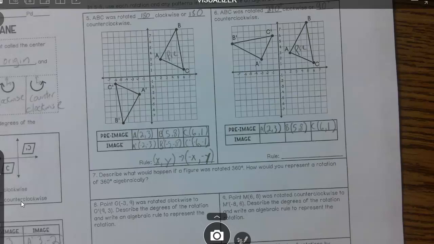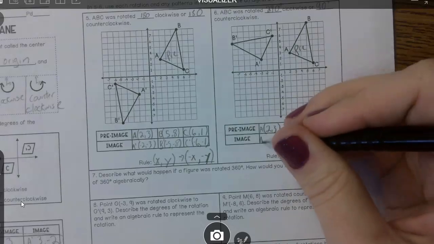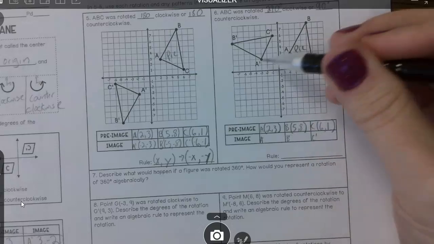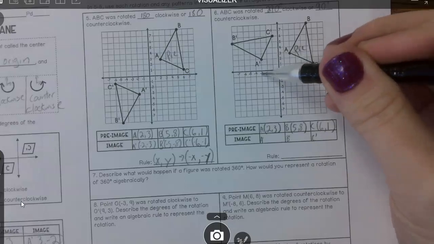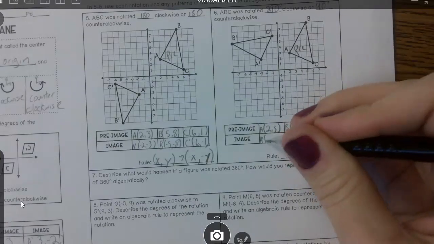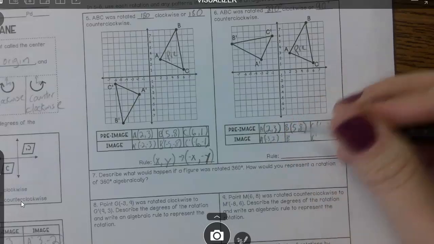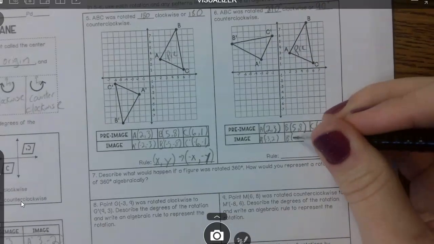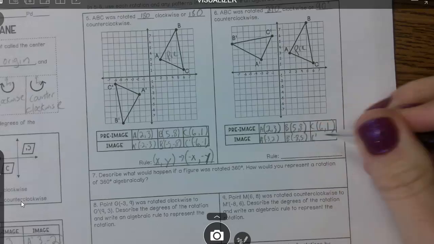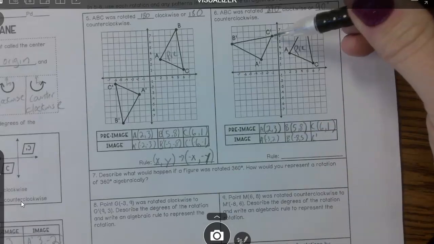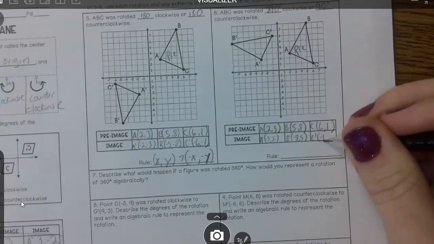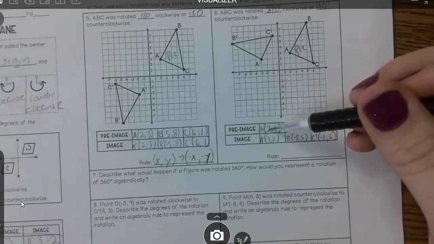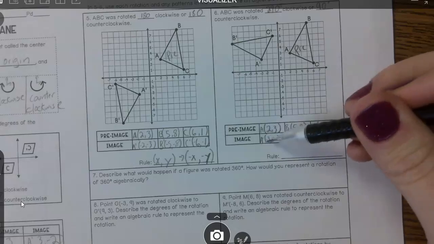Now let's go ahead and look at the image after it has been rotated. So we have A prime, B prime, and C prime. A prime is right there, and it's at (-3, 2). B prime is right there. It's at (-8, 5). C prime is right there at (-1, 6). So for this rule, I'm looking at the numbers, and it looks like they've traded places again.